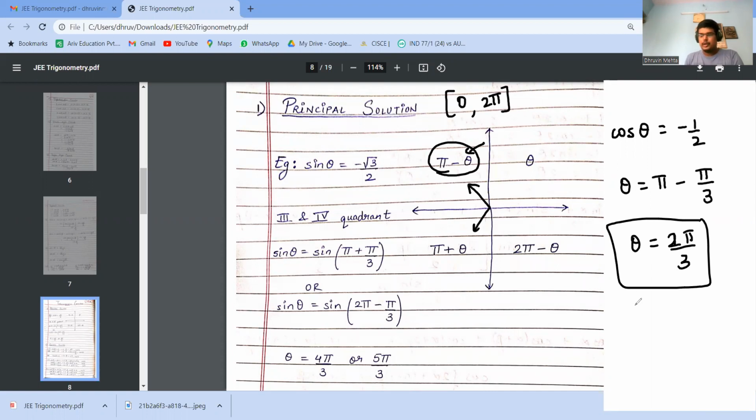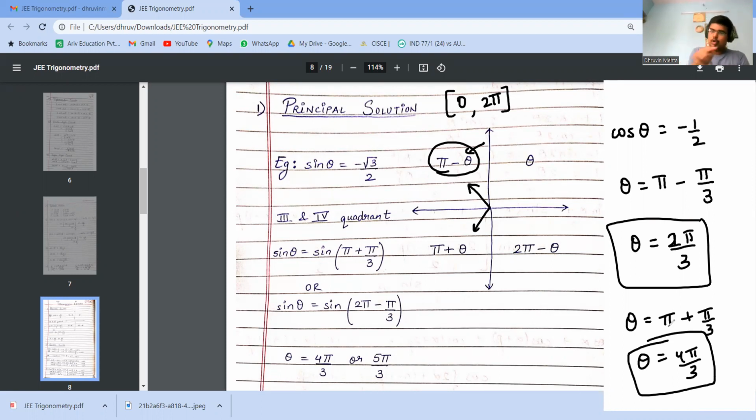Achha, in the third quadrant, chalo, what will we do for the third quadrant now? Pi plus theta, where theta is pi by 3 over here. So this is 4 pi by 3. This is how we find the principal solution. You first decide the quadrant based on positive, negative, and then you have to use this formula. So write this, and if you're writing these formulas, if you didn't know this earlier, Arush, also mention one example. Without an example you won't understand anything.